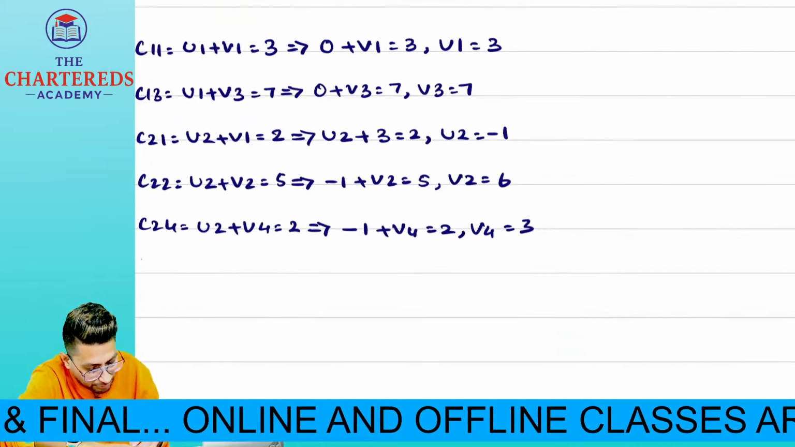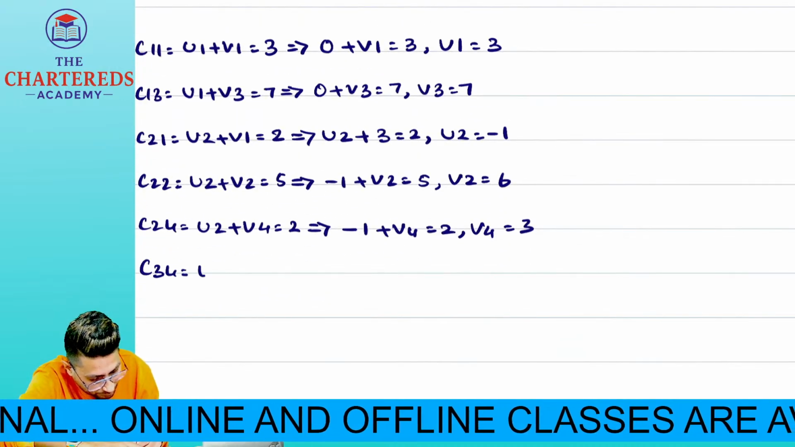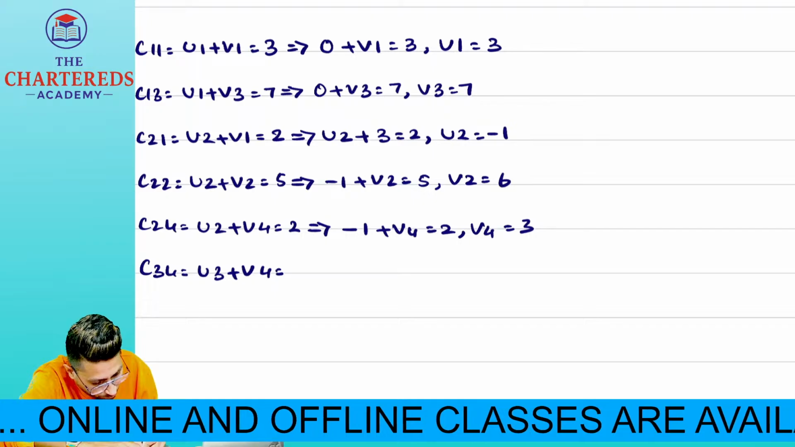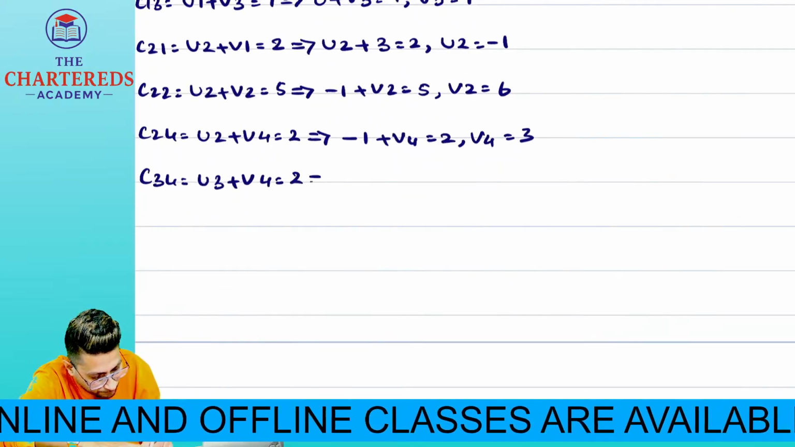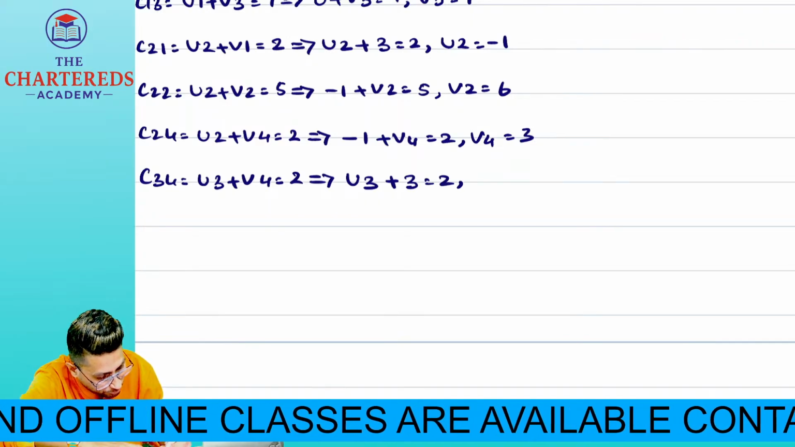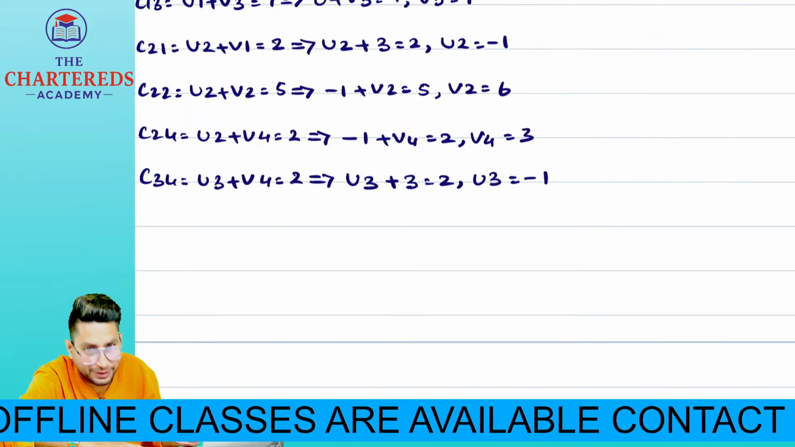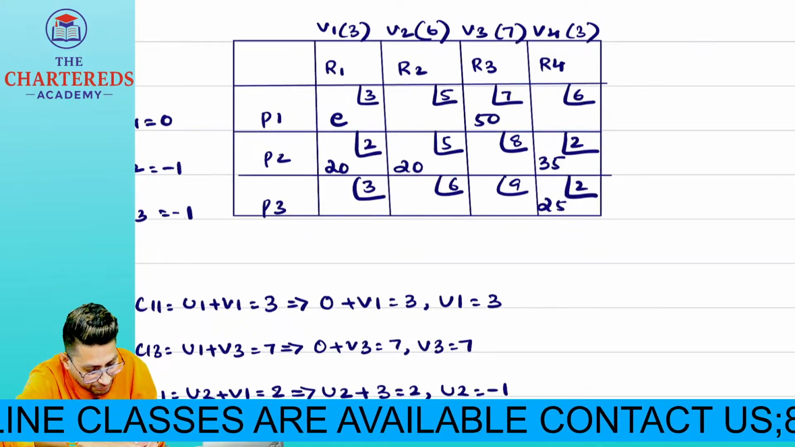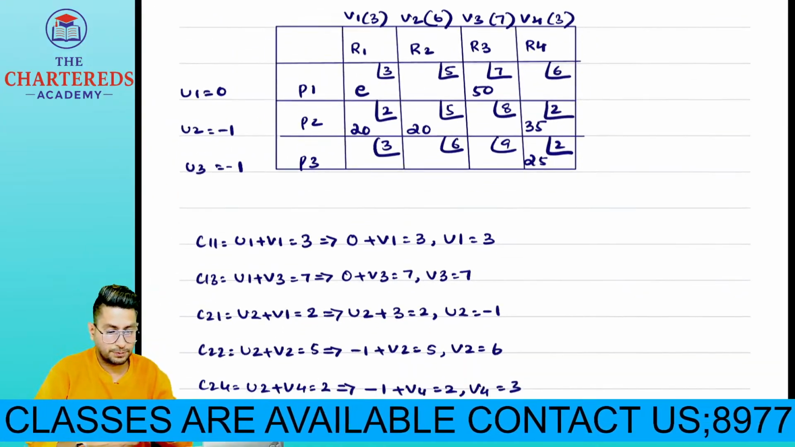Next, last is C34. U3 plus V4 is equal to 2. U3 I don't know, V4 is 3, equals 2. Then U3 will be minus 1. Here, copy.